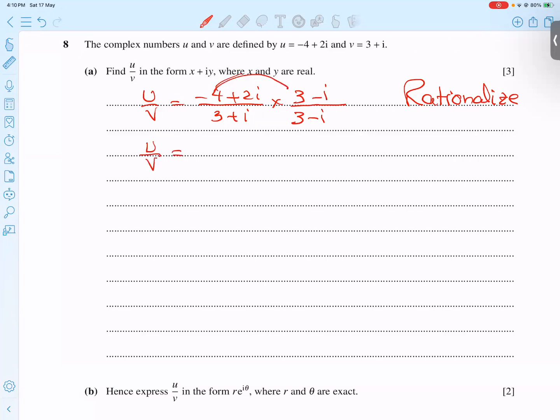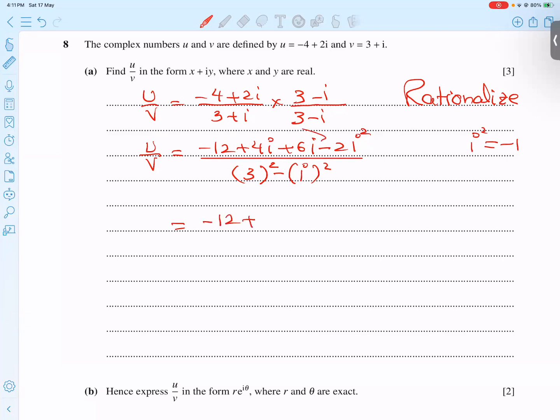So multiplying each term, be careful. I got negative 12, plus 4i, plus 6i, and negative 2i squared. i squared is equal to minus 1. In the denominator, no need to multiply each term. You can, but I will not. I can apply first term squared minus second term squared: 3 comes here, i comes here. So negative 12, and these two values will give us 10i.